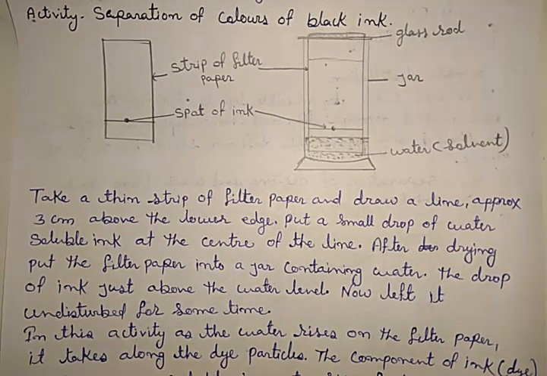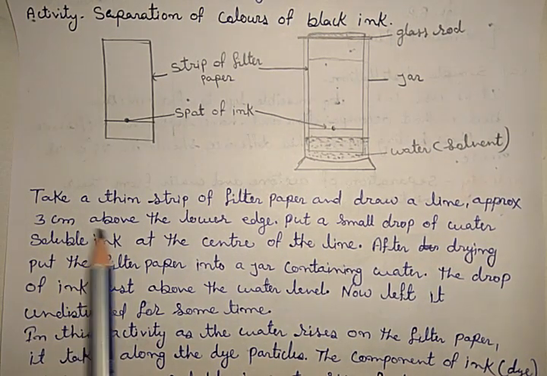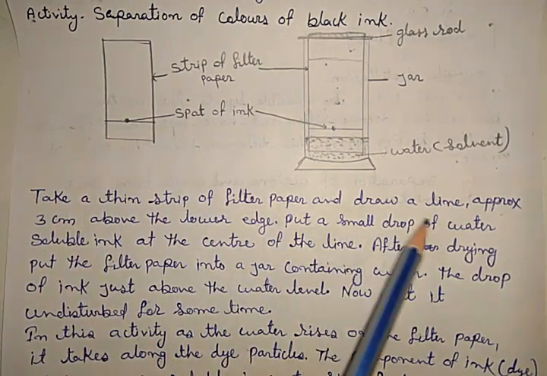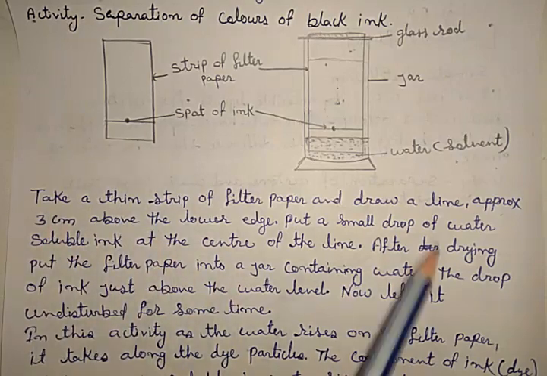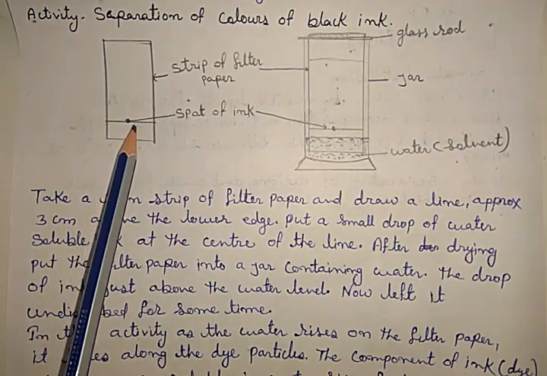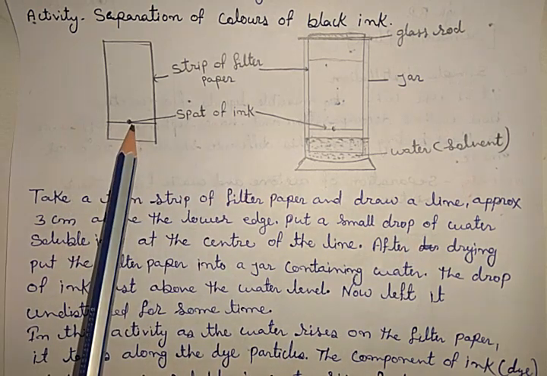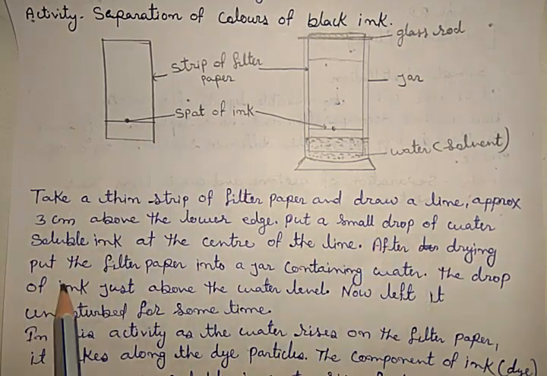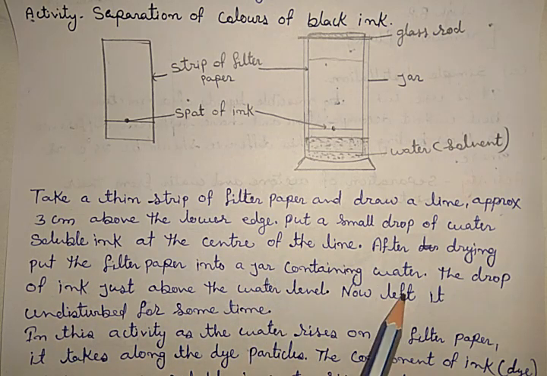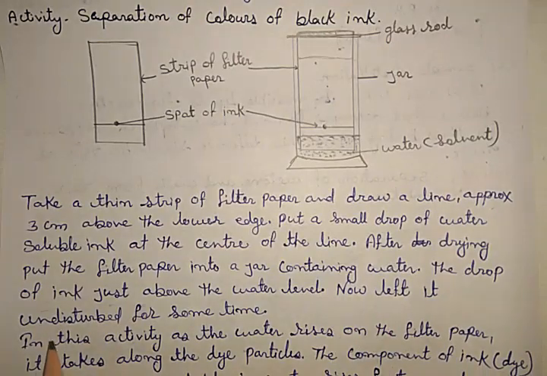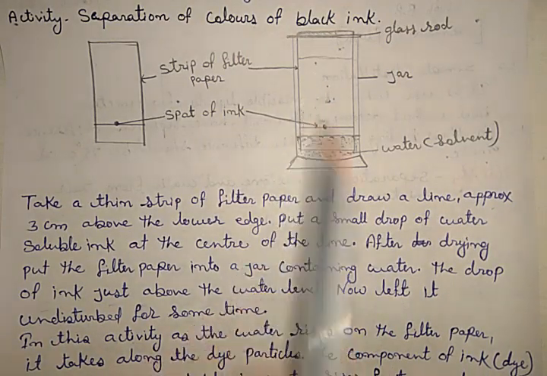Okay. Now let me read this theory. Take a thin strip of filter paper and draw a line approximately 3 centimeter above the lower edge. Put a small drop of water soluble ink at the center of the line. After drying, put the filter paper into a jar containing water. We have to make sure the drop of ink is just above the water level. Okay. Now leave it undisturbed for some time.